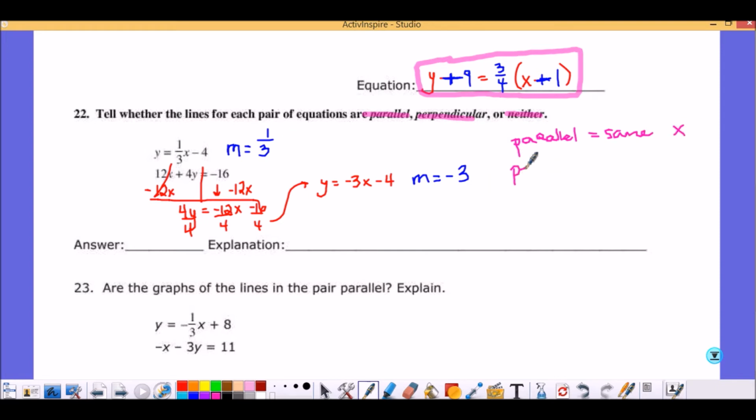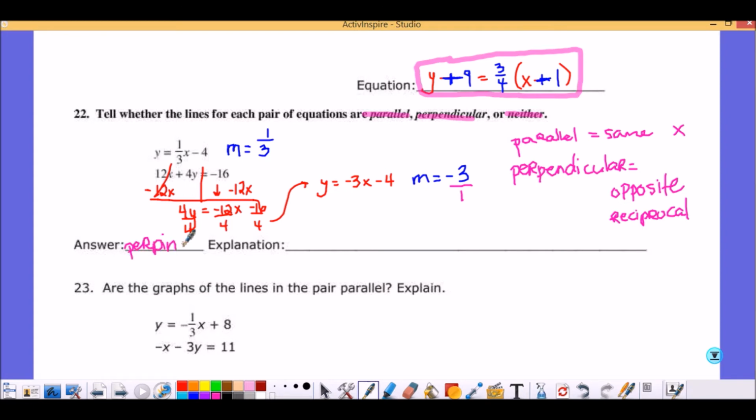So let's talk about what perpendicular means. Perpendicular means it's going to be the opposite. So the signs are going to be opposite. So if it was positive, then the other one's negative. Oh, and look, we have a positive and a negative. And we also have a reciprocal. Alright, so the reciprocal means a flip. So the flip of 1/3 is 3/1. So this is going to be perpendicular.